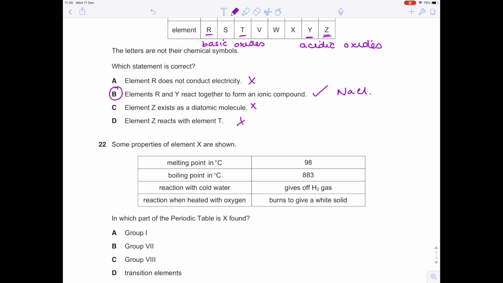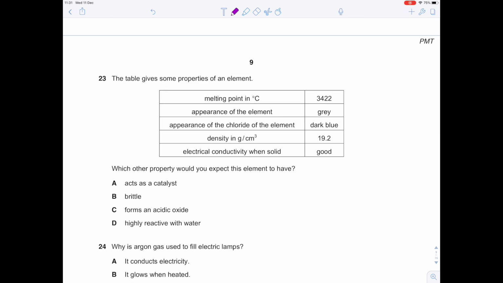Some properties of element X are shown. In which part of the periodic table is X found? Now, the fairly low melting point and the fact that it has a fairly low boiling point. Now, because it reacts with cold water, it has to be pretty reactive. So really it's shouting group 1 elements at me, because remember they give off hydrogen gas when they react with water, so that's A.